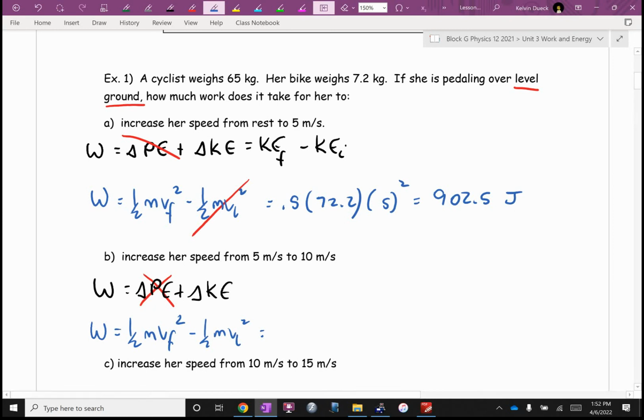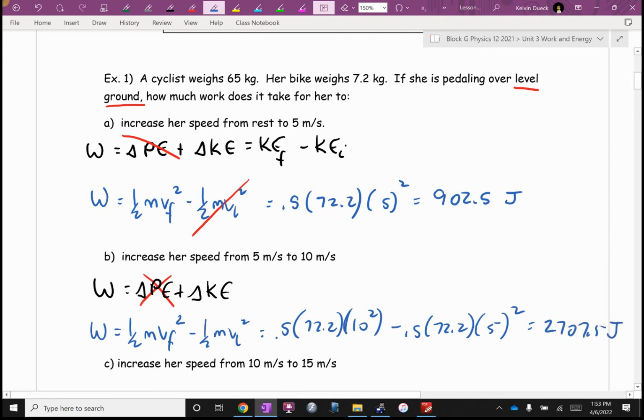Oh, if 10 is twice as fast as 5, it's going to be 4 times bigger, isn't it? Or is it? Let's find out. 0.5 times 72.2 times 10 squared minus 0.5 times 72.2 times 5 squared. What do you get? 2,707.5.